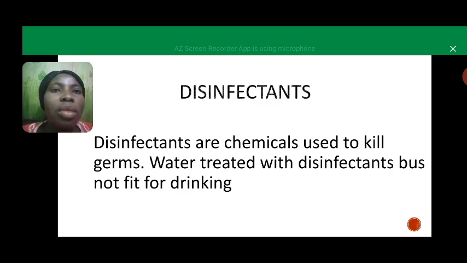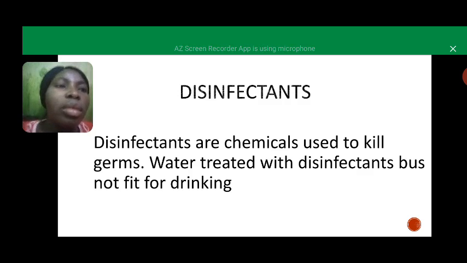Now we're quickly going to be looking at the definition of disinfectants. Disinfectants are chemicals that are used to kill germs. The major purpose of disinfectants, or the major use of disinfectants, is to kill germs, either in water or in wound. Now, water treated with disinfectants are not fit for drinking.